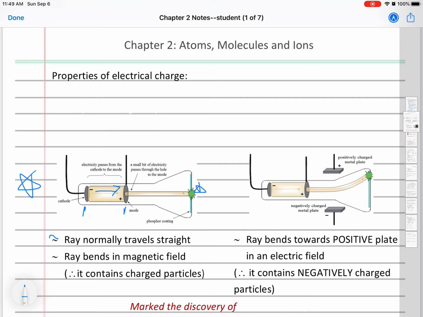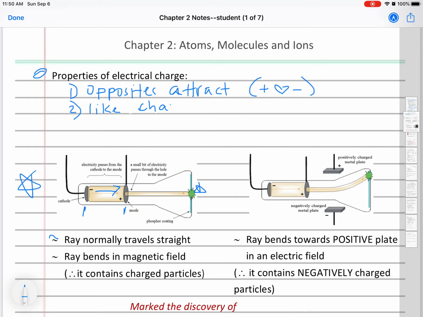A little bit before we talk about these experiments, some properties of electrical charge that hopefully you already know, but just to remind you: when it comes to electrical charges, opposites attract, like the Paula Abdul song says. I like to say positive loves negative. Opposites attract. And the complement to that is that like charges repel.